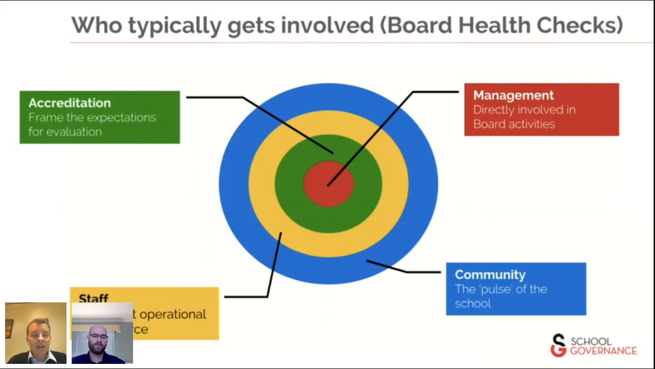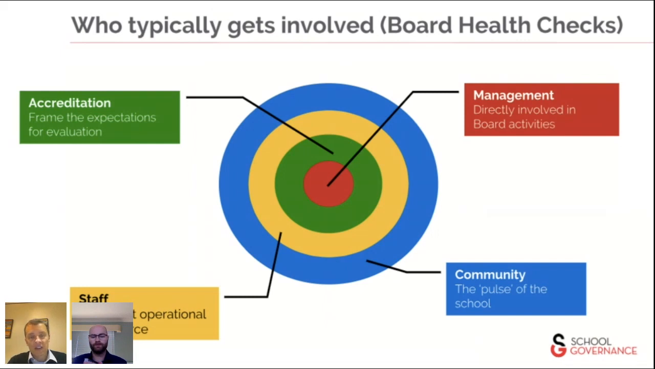The next lens that often is very critical of boards would be that of the accreditators, accreditation agencies and associations. Next, you'd have staff. Generally, staff don't have a direct connection with the board, depending on how the board is structured and the activities it engages in. And then last is community. But ultimately, all these stakeholders are identified as important.